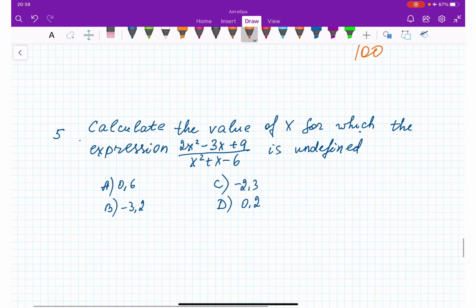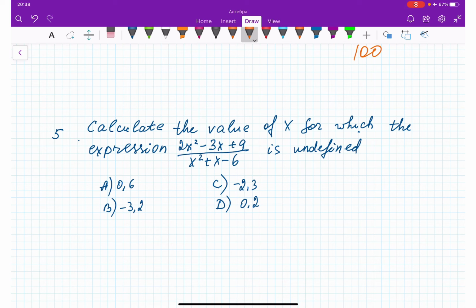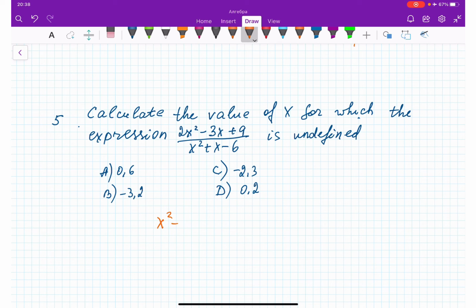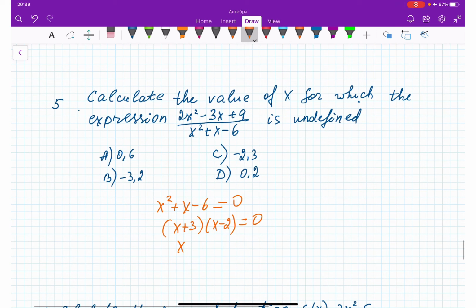Number 5, calculate the value of x for which the expression is undefined. The expression is undefined when the denominator is 0, which means x squared plus x minus 6 is equal to 0. Factoring, x plus 3, x minus 2 is equal to 0. And from here x is equal to negative 3, x is equal to positive 2. So at these values, negative 3 and positive 2, the expression becomes undefined.